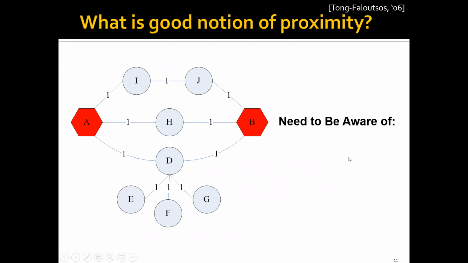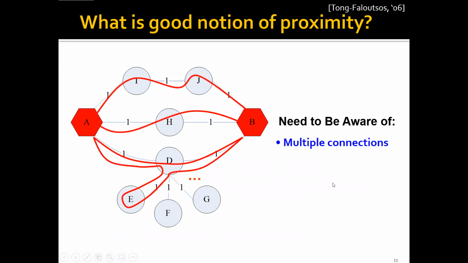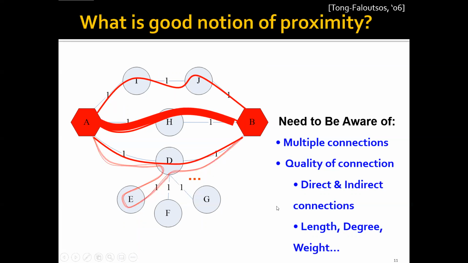So what would be a good notion of proximity? A good notion of proximity needs to be aware of multiple connections. Let's say that if we have more connections between node A and node B, the computed proximity must be higher. It also needs to be aware of the quality of the connection. By quality, we mean whether or not these connections are direct or indirect, and we also need to consider the length, degree, and the weight of the edges.